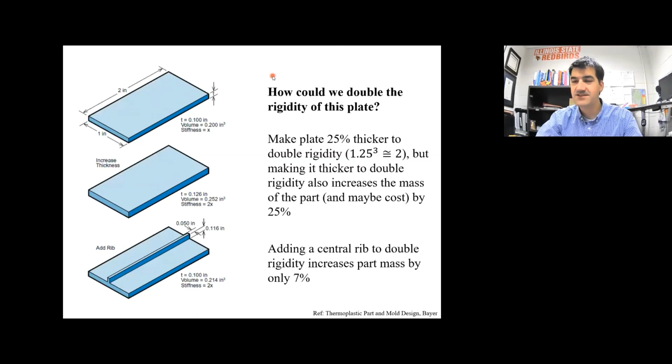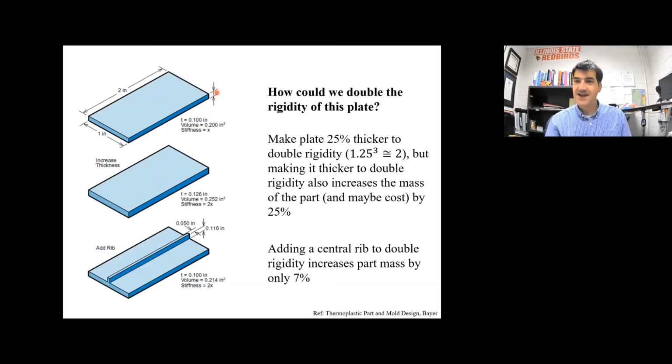Let's apply this concept of moment of inertia by thinking about this piece of sheet metal that is 0.1 inches thick, and let's say we want to double the rigidity of this plate. So this is like a piece of sheet metal, you know, and you can take it in your hands and you can wiggle it and it goes wah, wah, wah, wah, wah, wah, right? You ever done that with a piece of sheet metal? It makes that funny sound.